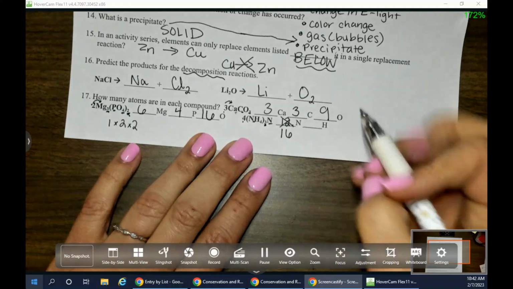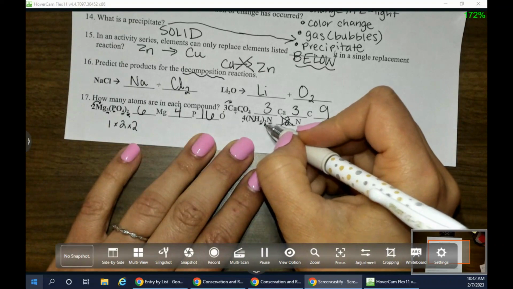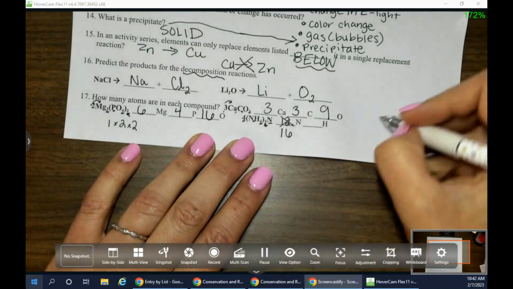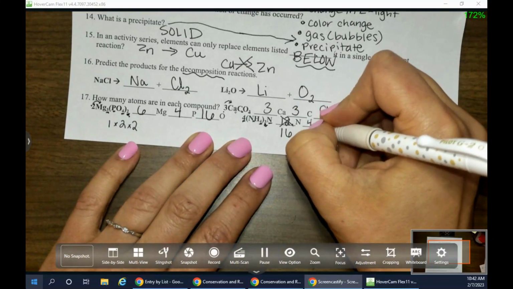All right. The next one, you have a little 4. 4 times 3 is 12, times the 4 over here. So 12 times 4, use a calculator. It'll get you 48. There you go.